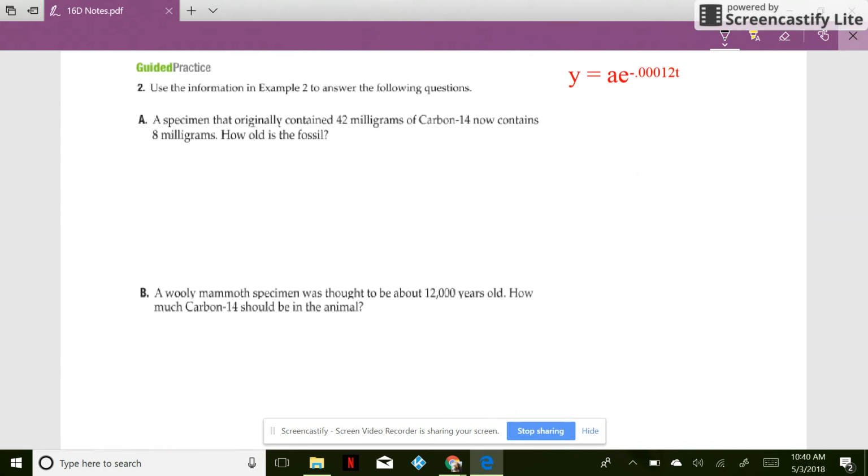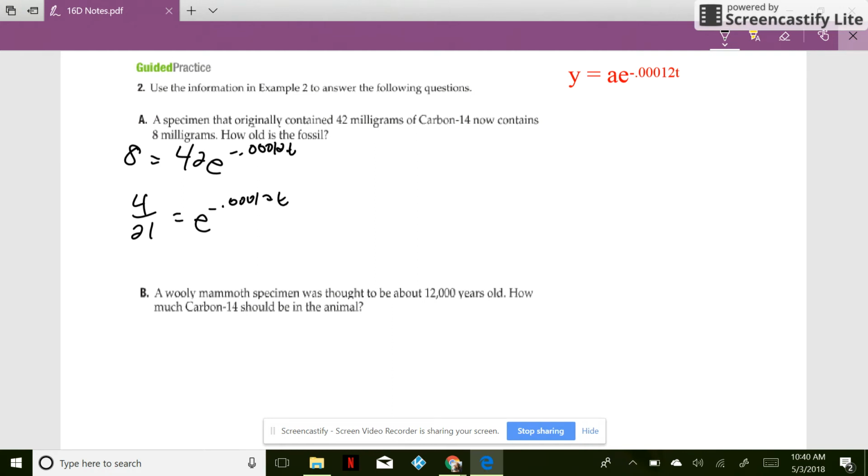So we're going to use that same equation. We're going to say a specimen that originally contained 42 milligrams now contains 8. So how old is the fossil? So we have what's left, 8, is equal to our original amount, 42, e to the negative 0.00012 t. So now you divide by 42. You'll get some kind of decimal, but I tend to leave it as a fraction so I don't have to worry about those rounding errors.